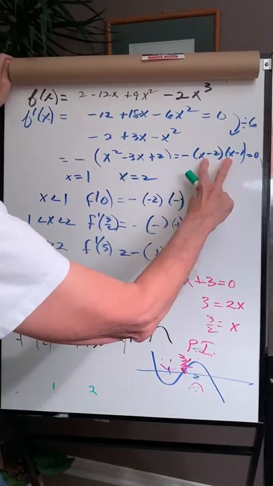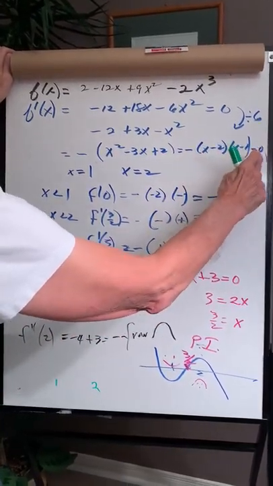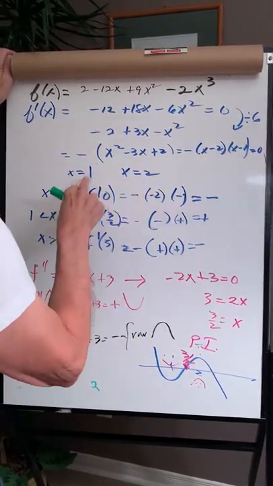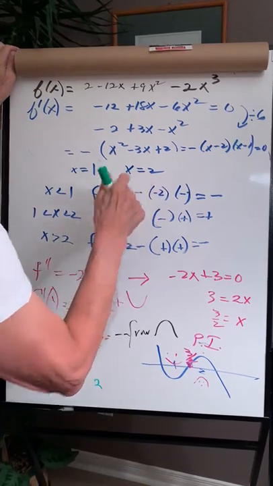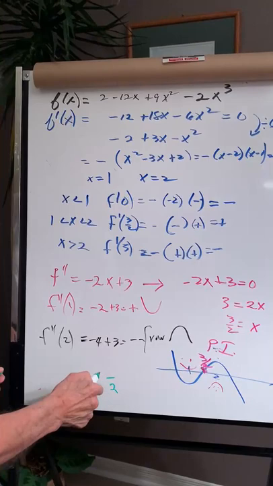Factor: x minus 2, x minus 1. When x is 2, that'll go to 0. When x is 1, that'll go to 0. Therefore, the slope will be 0 at 1 and 2. So here the slope is 0 at 1 and 2.